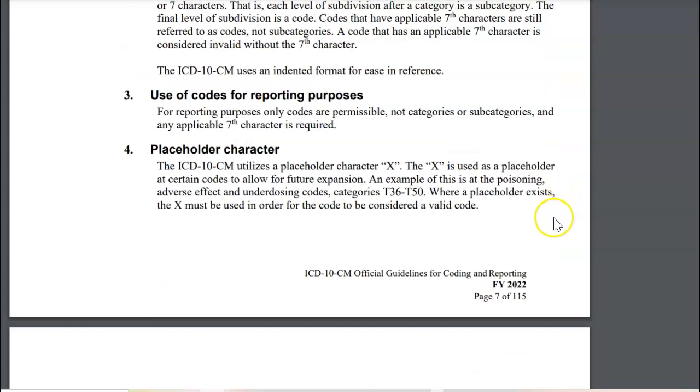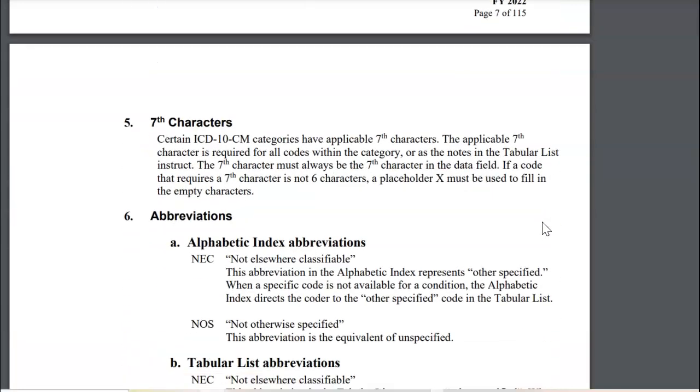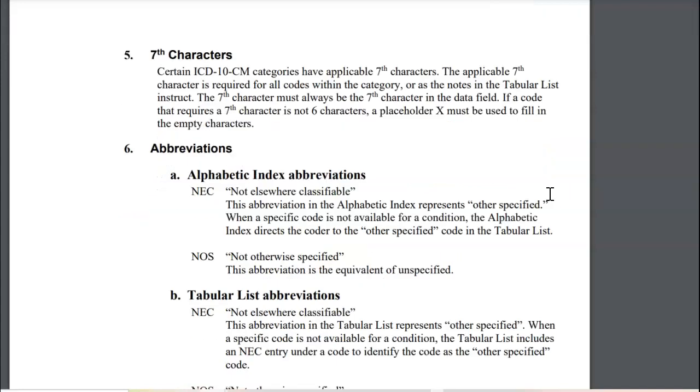Okay, so placeholders, make sure you review that X for that placeholder. And once again, this X could be to hold that place for future reference. So, a good example would be COVID-19. They come up with a different strain, and right now they could be putting an X. So next year they could take that X and use it as a number and come up with a different strain for that COVID code. So 7 characters, a lot of times a placeholder must be filled in to get to that 7th character if you have a 7th character.